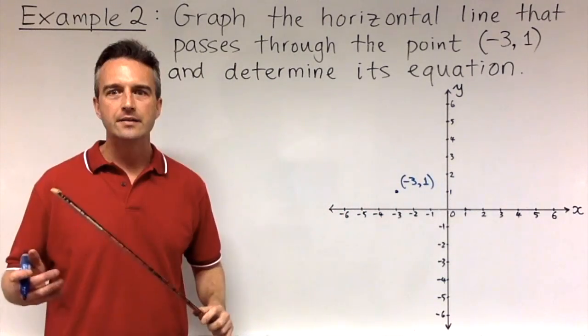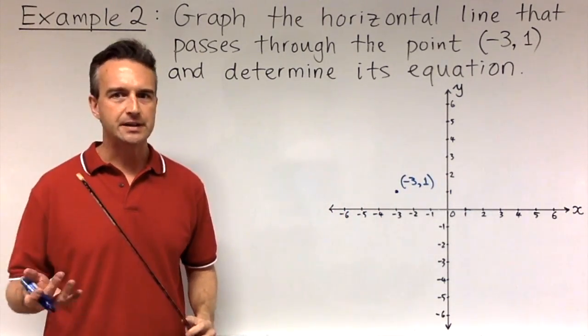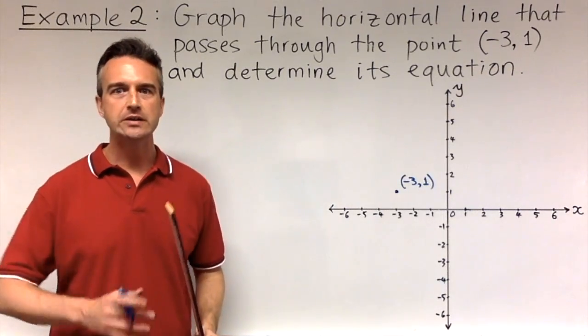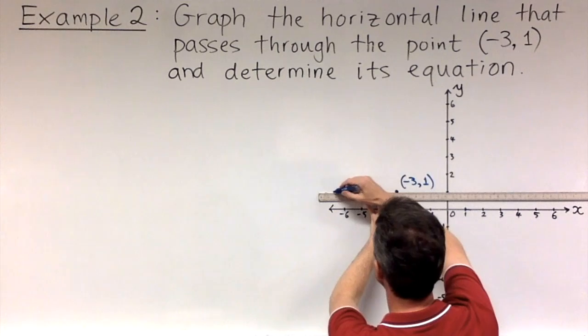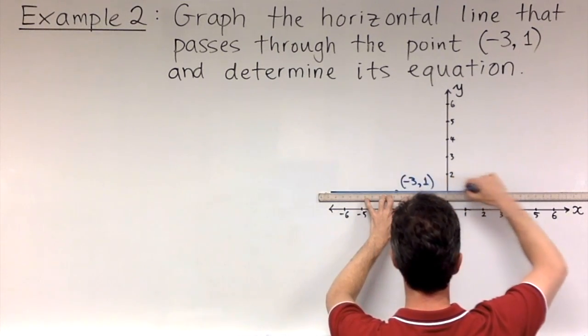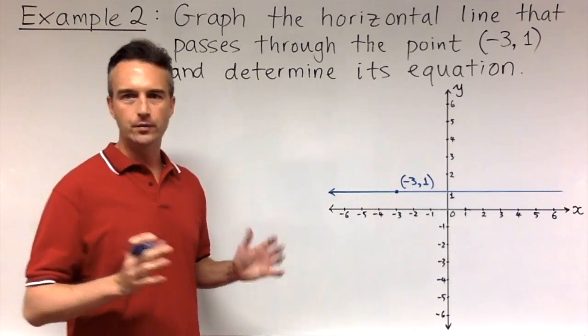There we go. This is not so hard after all. Our next step is draw a horizontal line through the point -3, 1. Well, that's easy. And there we go.